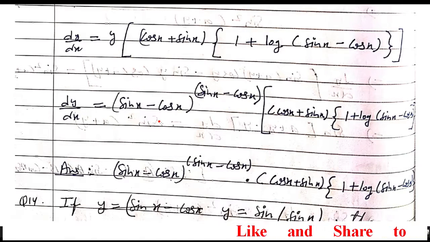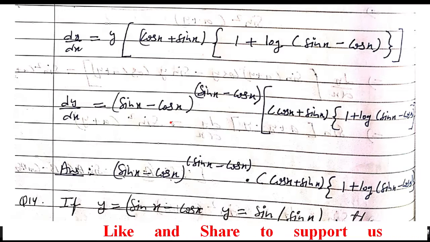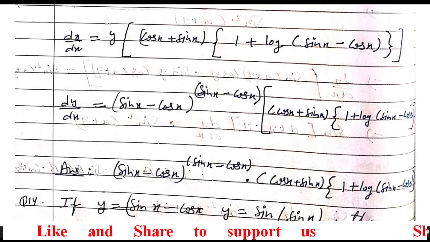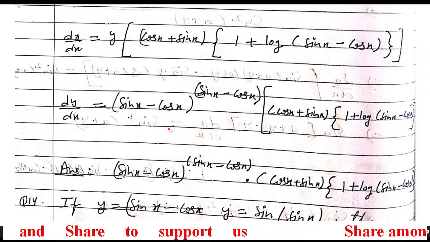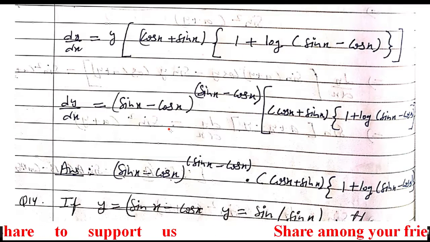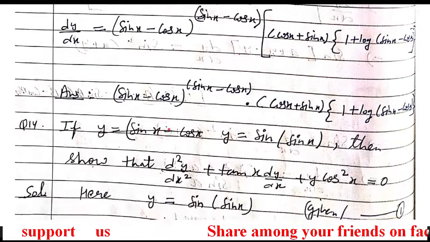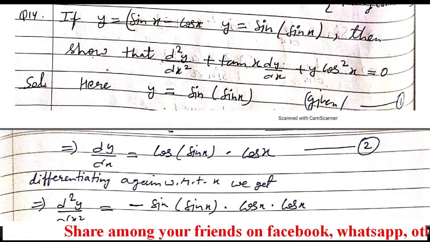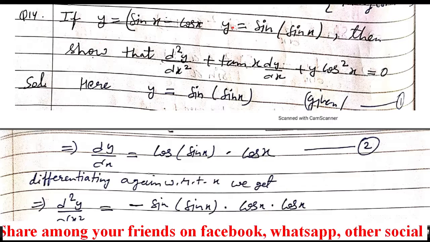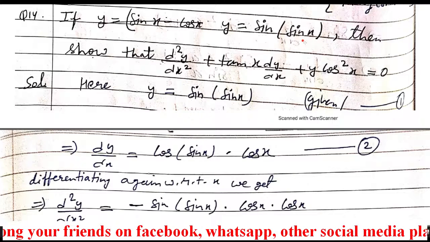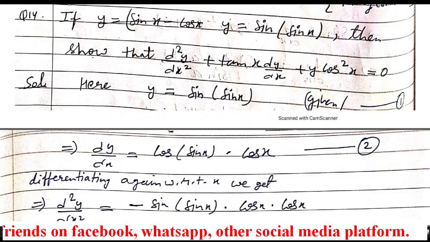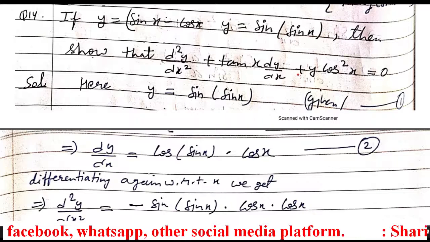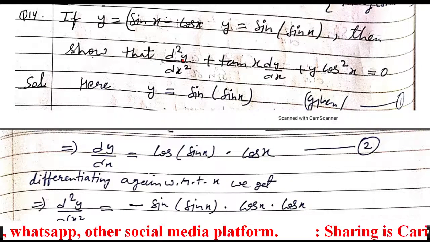So this question is not so tough, we only have to take care that since it's an implicit function, we have to take the help of logarithm and then differentiate by using the formula for the product of two functions. Now we'll move to the next question of the same exercise, miscellaneous of chapter 7. Now here y is equal to sin (sin x) is given to us, and with the help of this y we have to prove this result. There are three terms in the result.